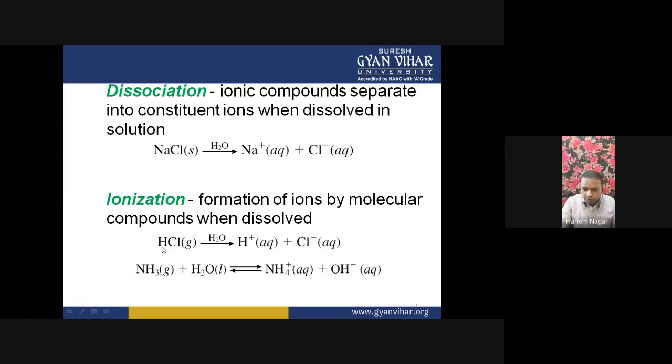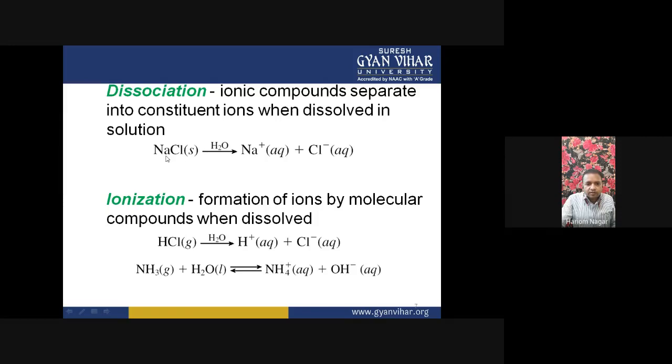This compound is not found in the form of ions, but when dissolved in water, it is found in the form of ions. Then this process is called ionization. It means a simple neutral compound, when dissolved in water, gets ionized. But an ionic compound, NaCl, is already ionic, because in the solid state NaCl is found in the form of Na plus and Cl minus ions.